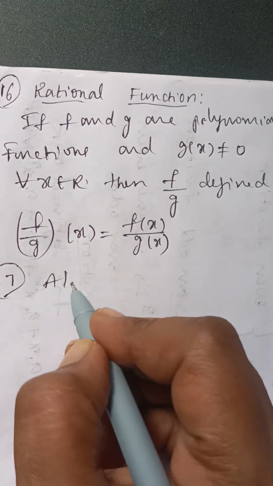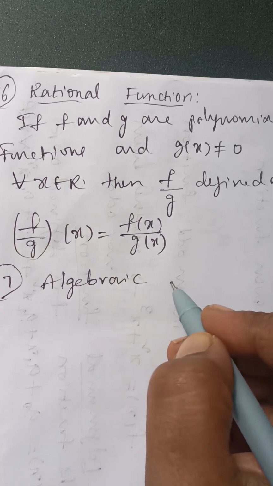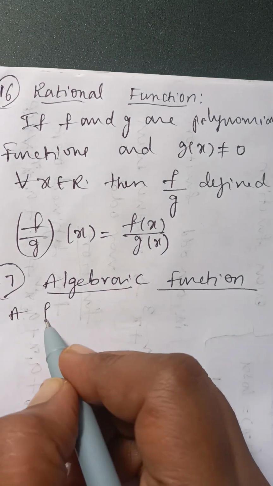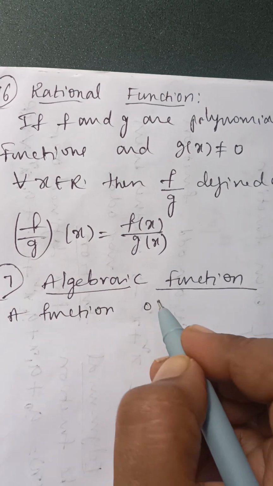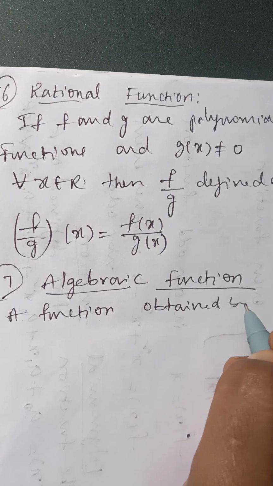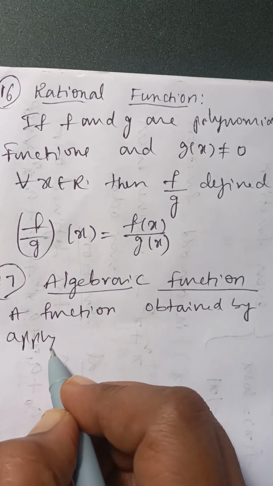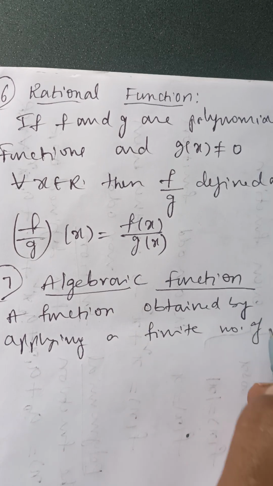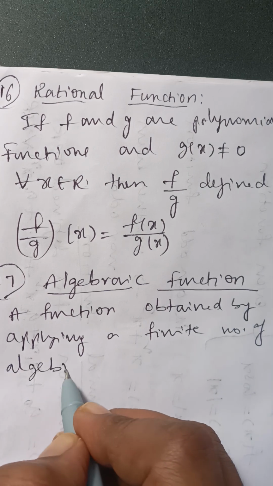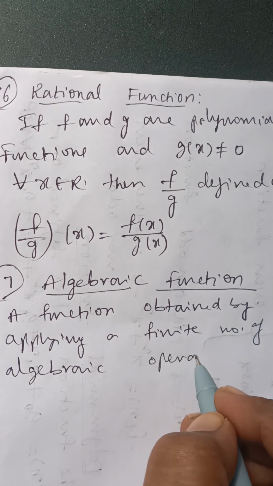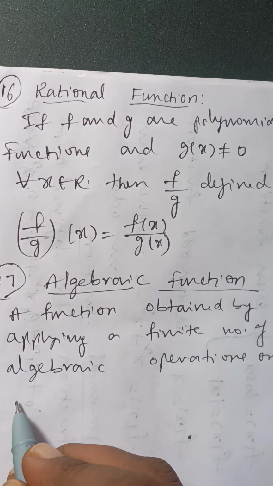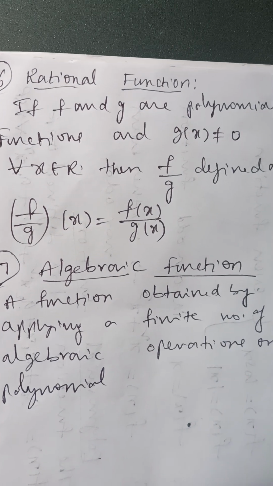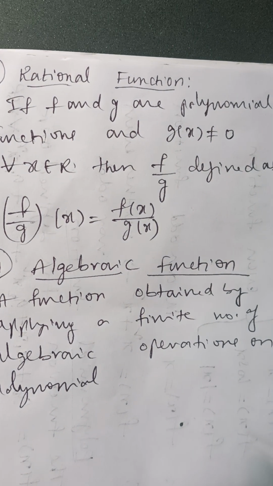Next, the 17th one, algebraic function. A function obtained by applying a finite number of algebraic operations on polynomials is called an algebraic function.